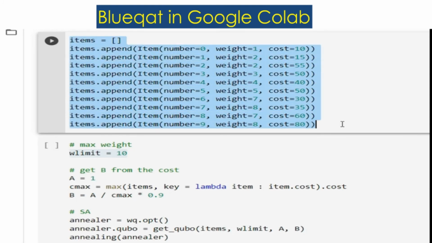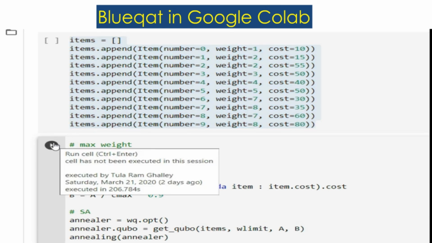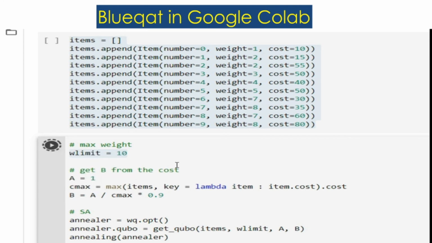Let's try with this example. We have 10 items with their respective weights and costs, as we can see here. The maximum weight, that is the W limit, is given as 10. Let's check whether the given set of items in the knapsack has an optimum solution or not.